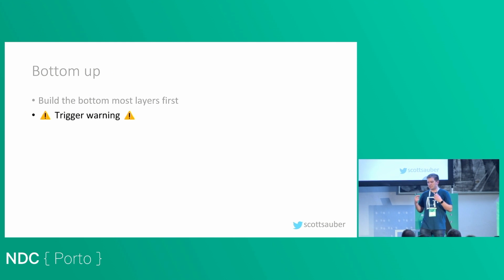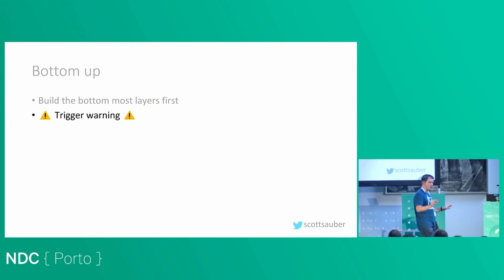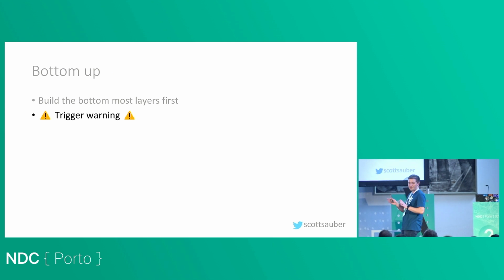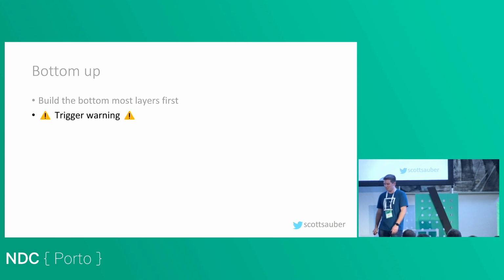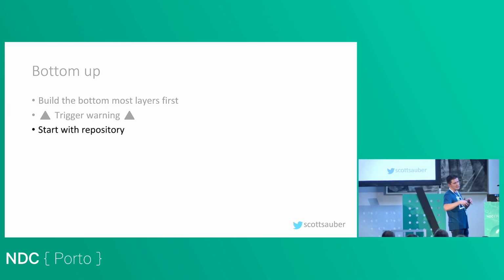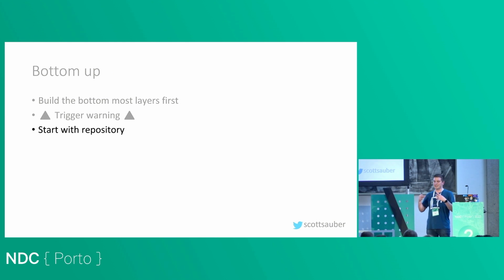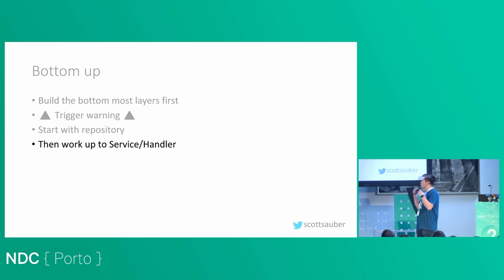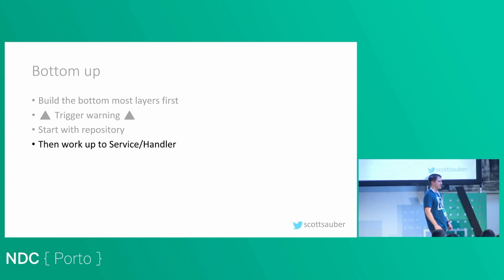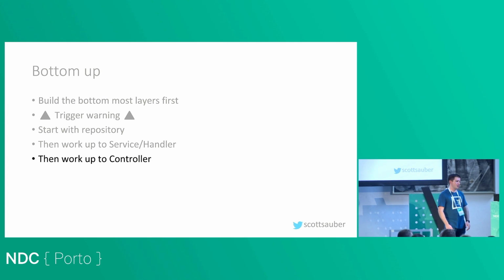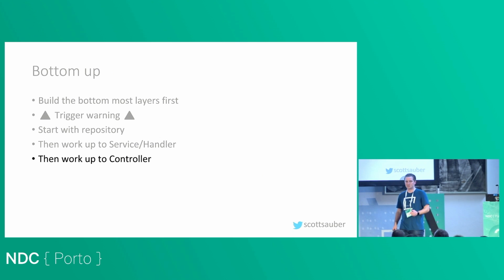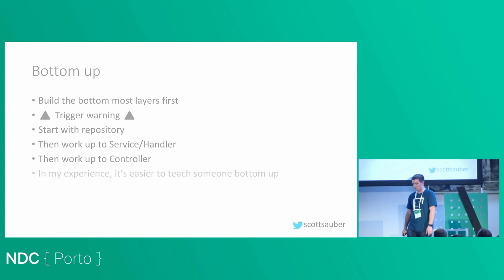So what this means is, and fair warning, this is a trigger warning to some people because some people don't like repositories, if you've ever been following some of that craziness on Twitter. But what this means is you would start with your database layer, so your repository first, maybe test that in isolation, and then slowly work your way up to a service or a handler, depending on whatever your application's architecture is. And then eventually move up to the controller, and then at the end probably add an integration test for some happy paths and things like that as well.